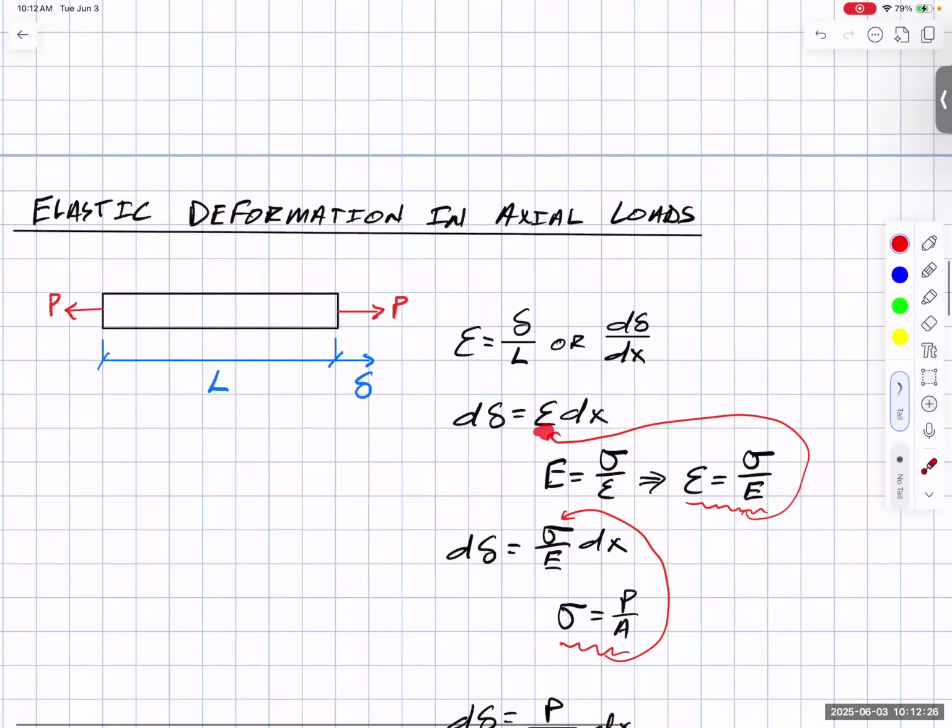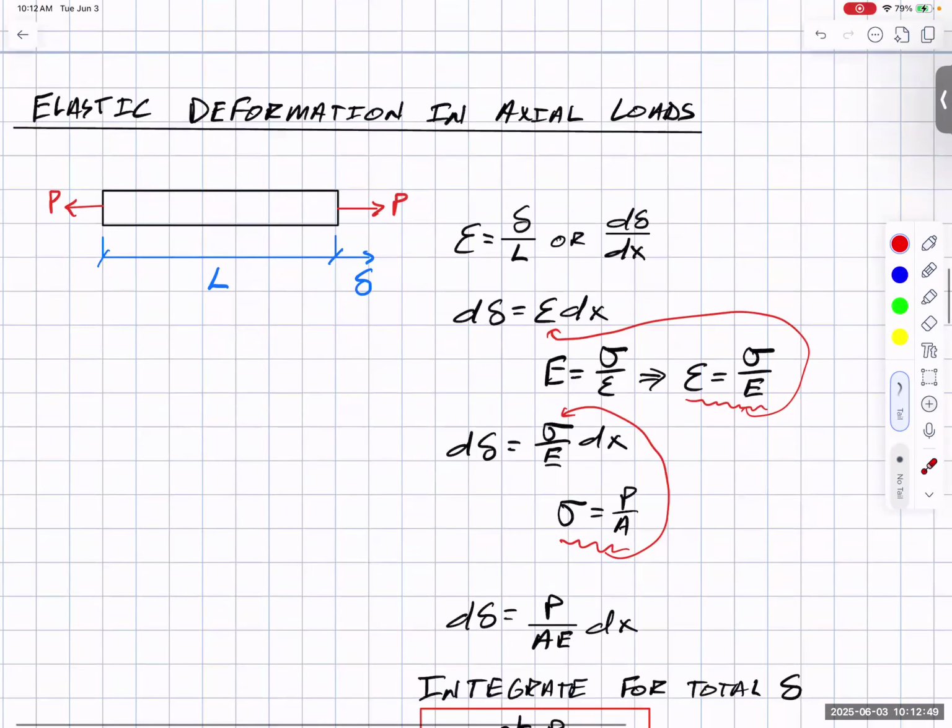Well, I know the relationship between stress and strain with this modulus of elasticity is stress over strain. So I'm going to rearrange that to say that strain is equal to the stress over the modulus of elasticity. Basically, what I'm trying to do is take this equation and instead of strain, I want stress in there. So I end up with d delta is the stress over the modulus of elasticity dx.